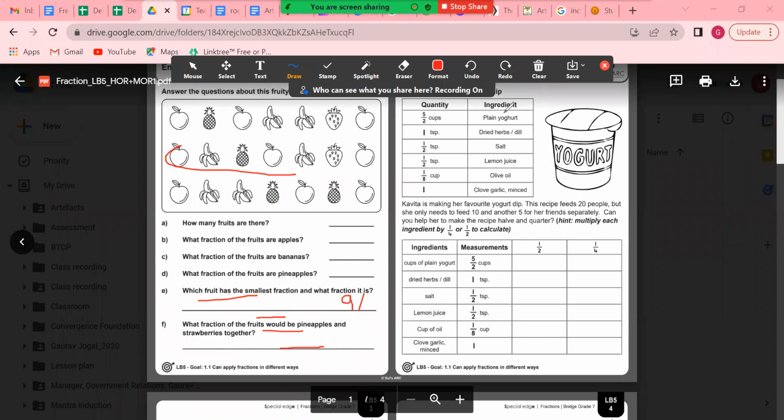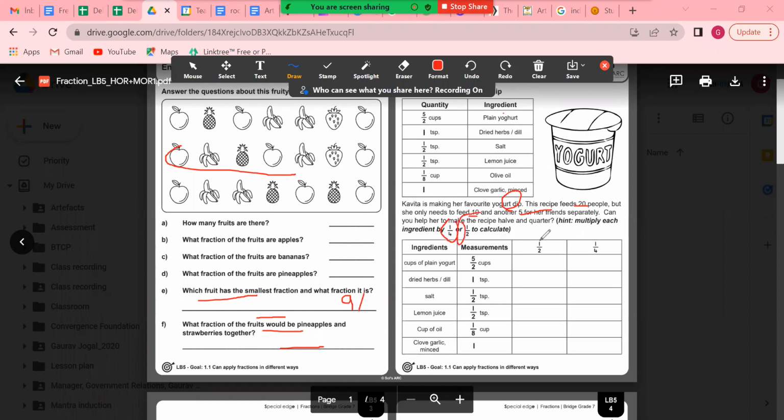Here they have given you ingredients: yogurt, herbs, salt, lemon juice, and olive oil. Kavita is making her favorite yogurt dip. The recipe feeds 20 people, but she only needs to feed 10 and another 5 for her friends. Can you help her to make the recipe in half or a quarter? Multiply each ingredient by 1 by 4 or 1 by 2.